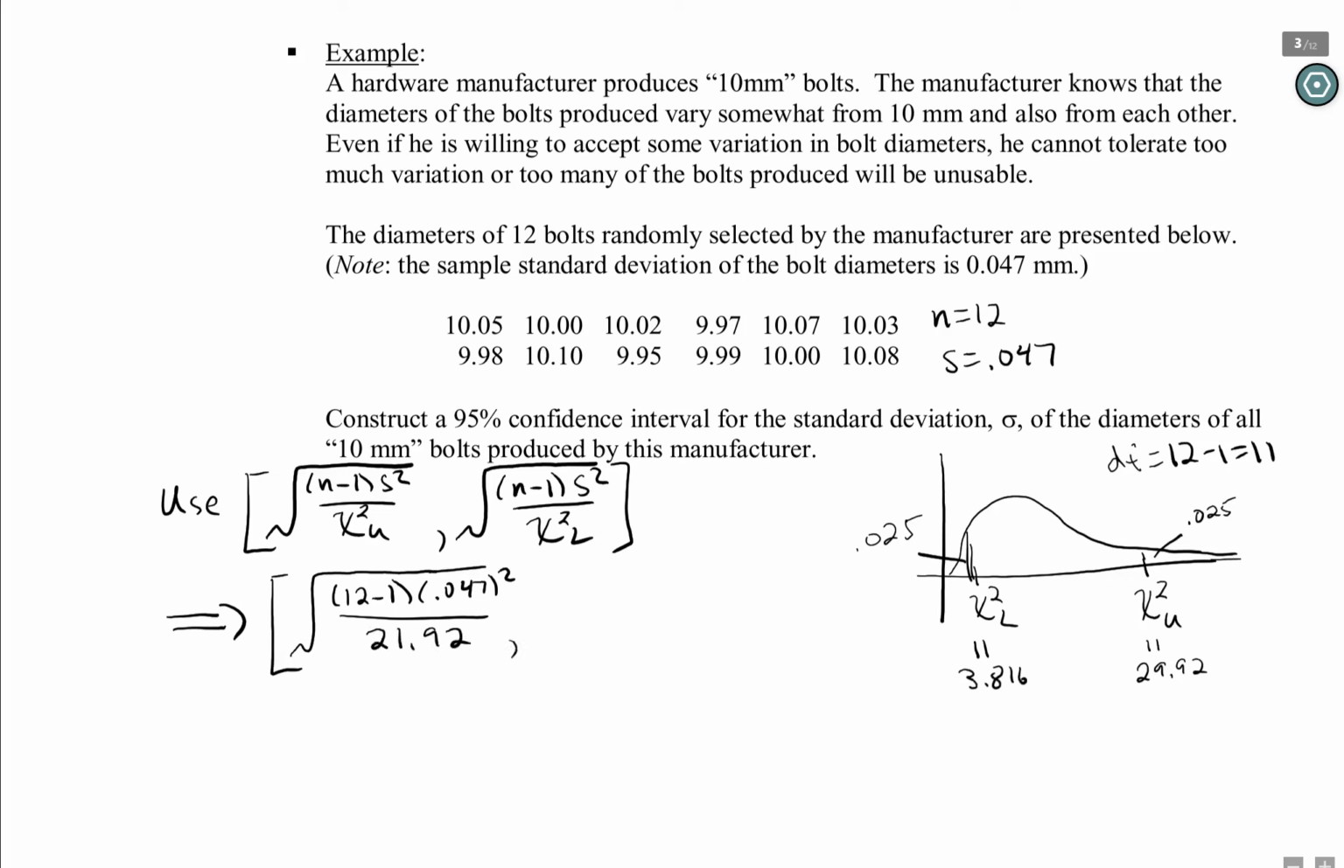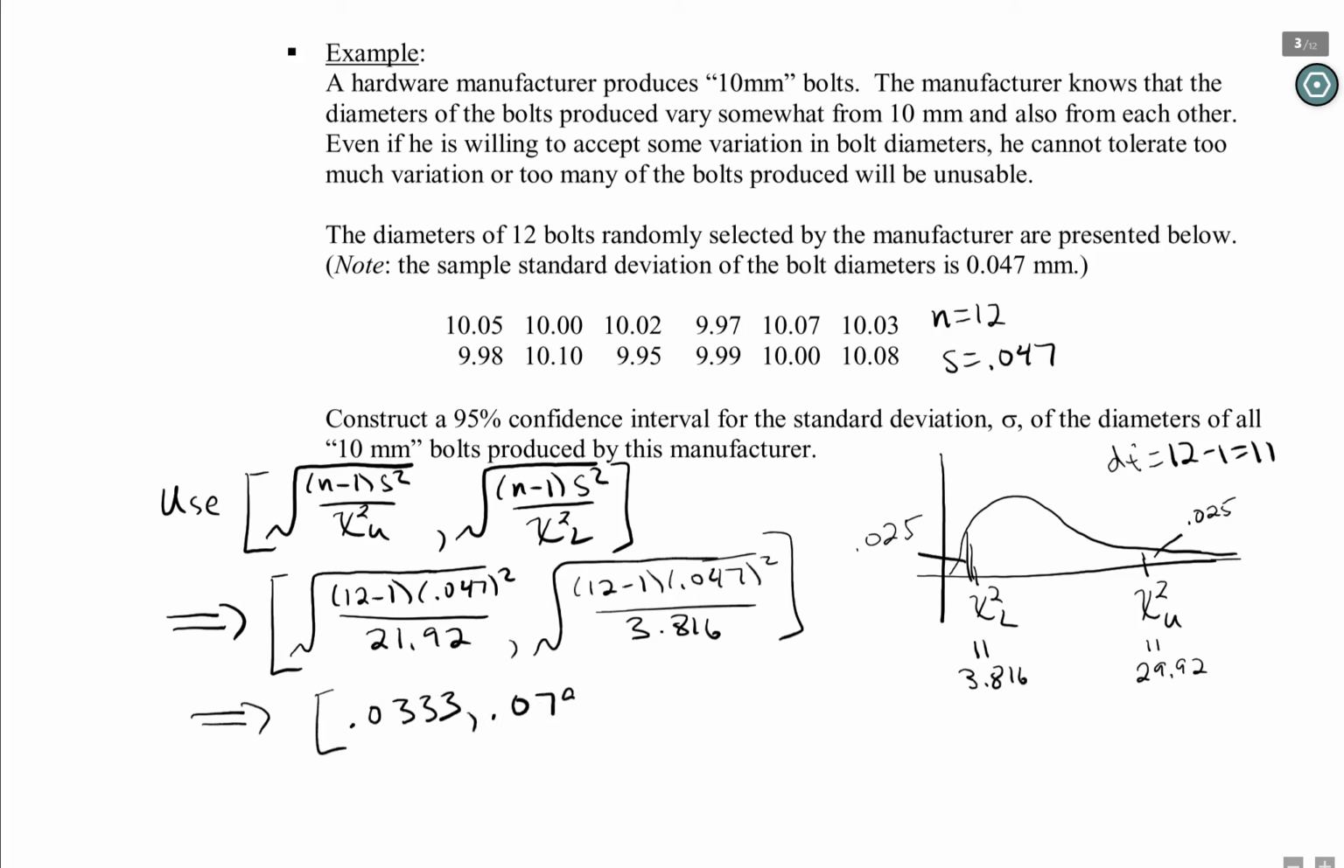All right, so here I'm going to have 12 minus 1 times 0.047 squared divided by 29.92 for the lower bound, comma, and the upper bound is going to be, again, 12 minus 1 times 0.047 squared divided by the chi squared L, the lower percentile, 3.816. You can work through the math if you want to. You'll need to make sure you verify this in your calculator, but the lower bound is 0.0333 and the upper bound is 0.0798.